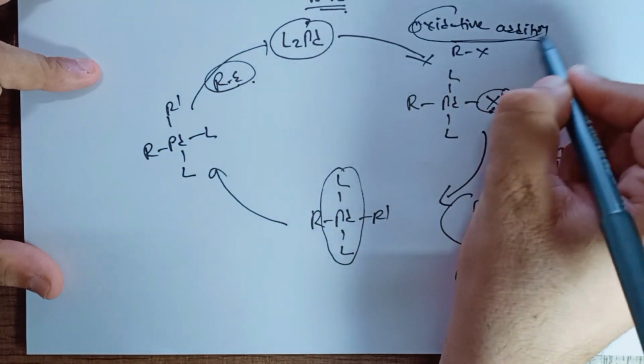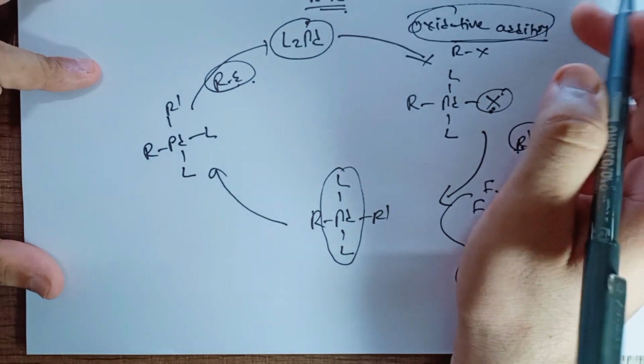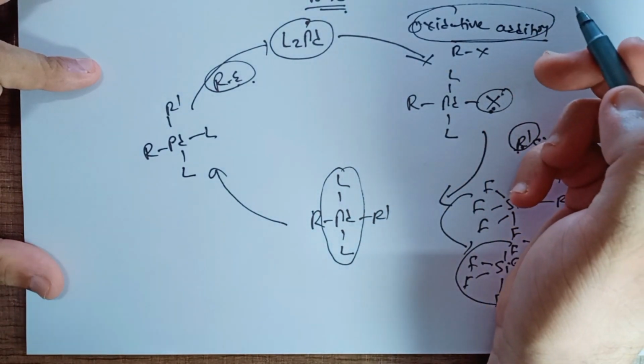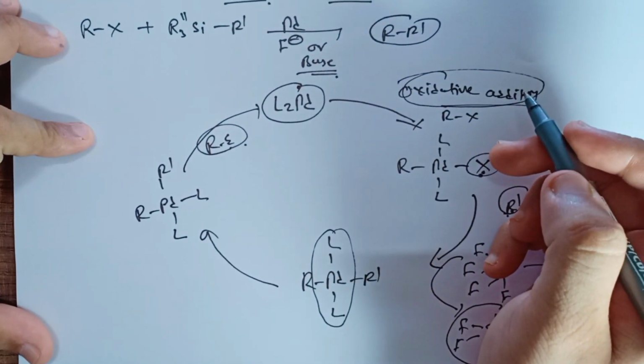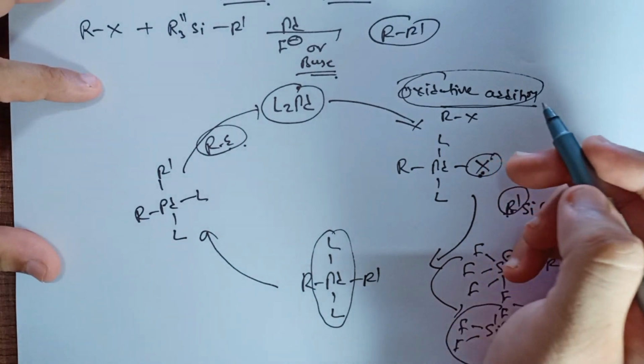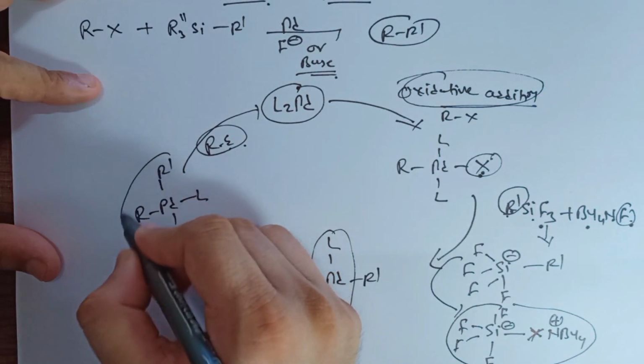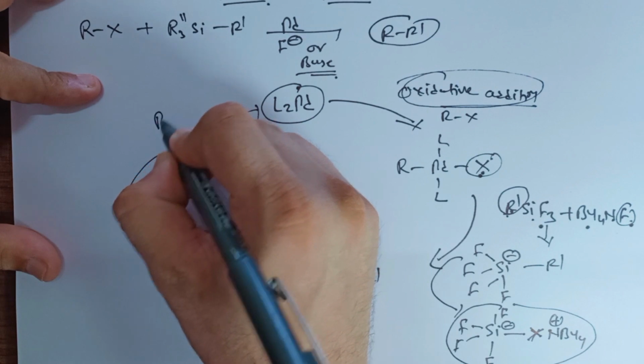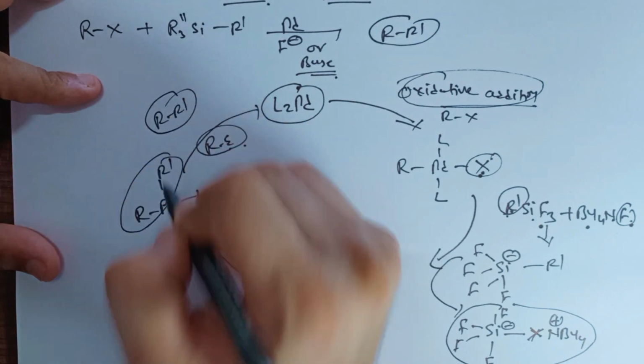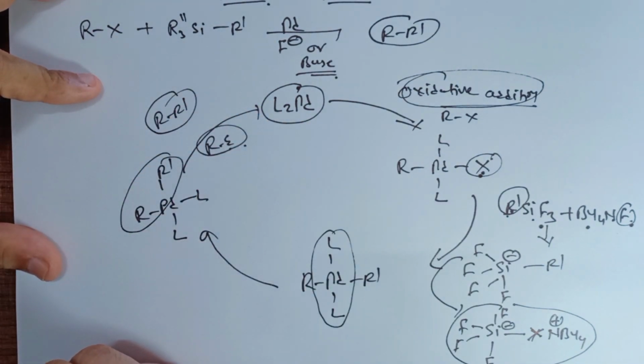Oxidative addition, that is the addition of two electrons, or we can say the increase in oxidation state, and reductive elimination reaction, that is a decrease in oxidation state. Now this will couple with each other and they will produce an R dash product. Okay, so this is our Hiyama coupling reaction.